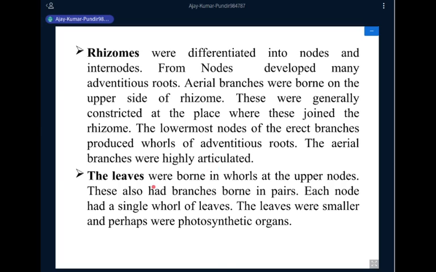If you are talking about the leaves, they were developed in whorls, rings, at the upper nodes. These also had branches borne in pairs. Each node had a single whorl of leaves. The leaves were smaller and perhaps were the photosynthetic organ.